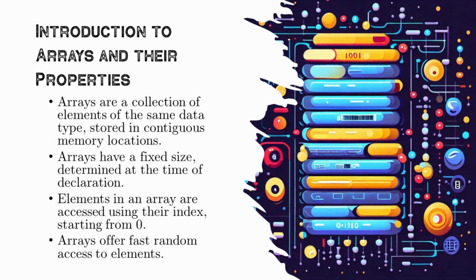Arrays are a collection of elements of the same data type, stored in contiguous memory locations. They have a fixed size, determined at the time of declaration. Elements in an array are accessed using their index, starting from 0. Arrays offer fast random access to elements.